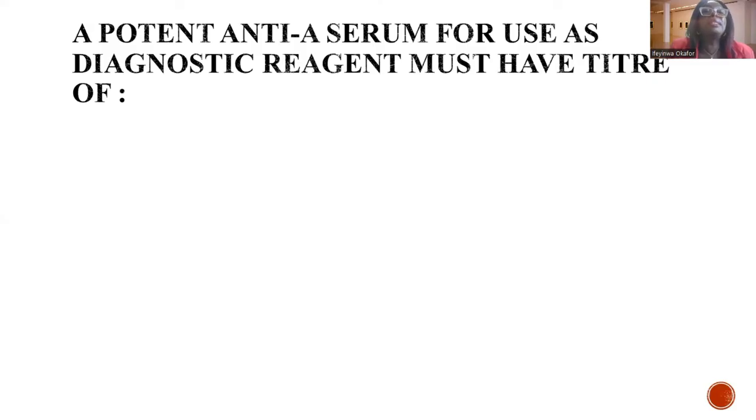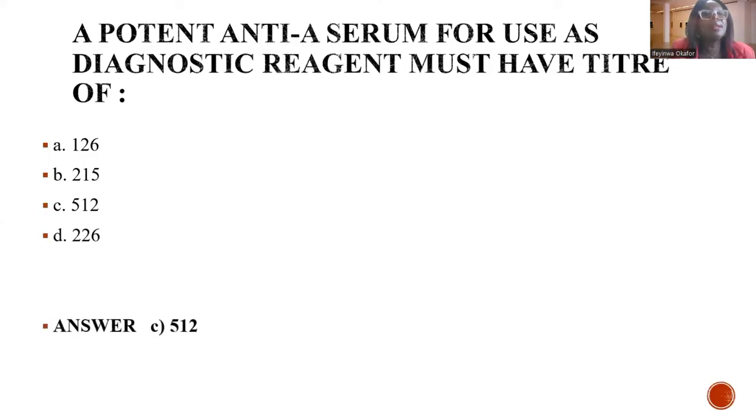A potent anti-A serum for use as a diagnostic reagent must have titer of: 126, 215, 512, 226. Answer C, 512. A potent anti-A serum for use as diagnostic reagent must have the titer of what? 512.